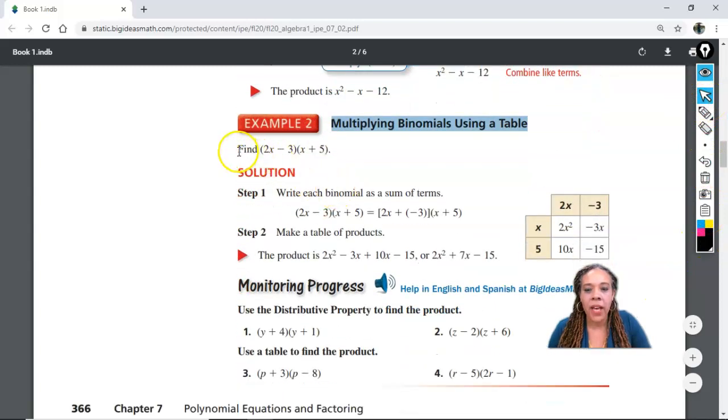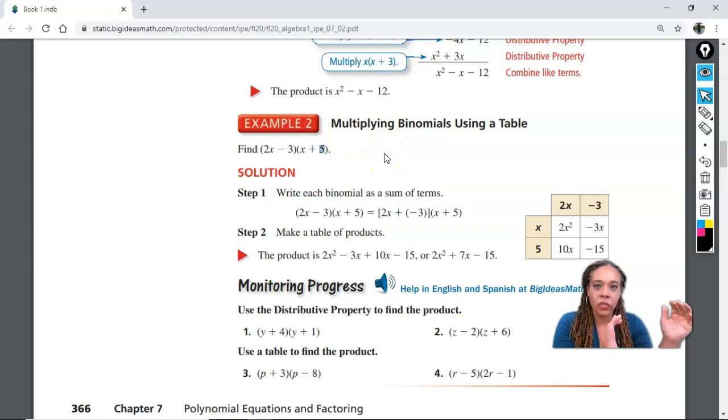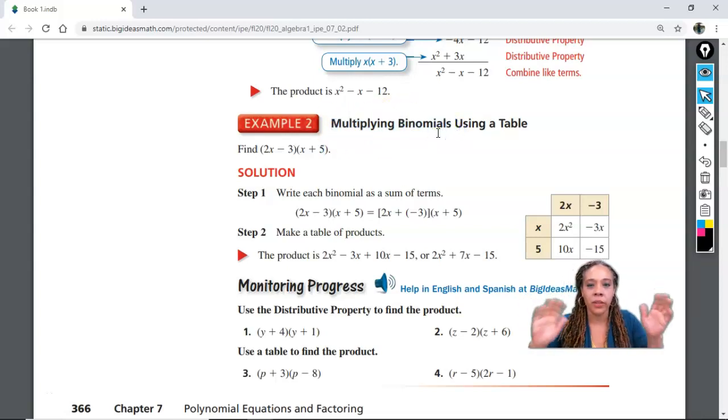So it says find, and here we go. In the first set of parentheses is 2x minus 3, so that's a binomial. Inside the parentheses there are two terms, the term 2x and the term minus 3, also known as negative 3. And then the second binomial is being multiplied to it. The second binomial is x plus 5. So they have those grouped into parentheses for the first binomial, and parentheses for the second binomial. So that's what it means, multiplying binomials. I just have two different binomials that I'm going to multiply together using different methods.